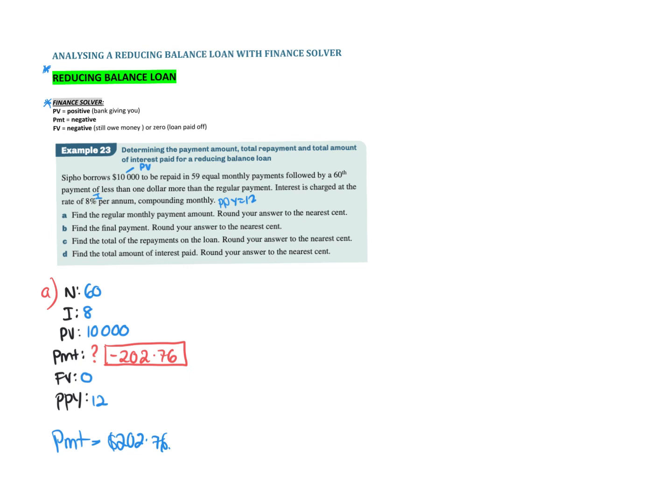So then for B, it says find the final payment. So remember I said yesterday, when you're doing the final payments, you do N to full term, yeah? And you check the FV, okay? So that's what we're going to do. So full term would be 60 again. Wait a minute, I'm going to just quickly write these out.